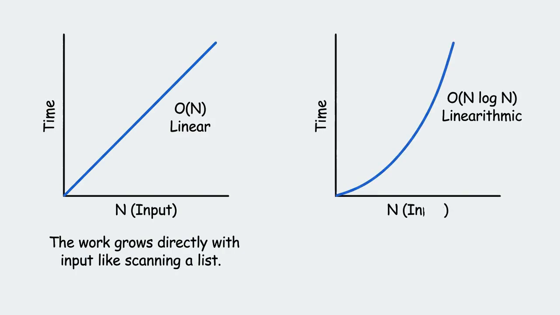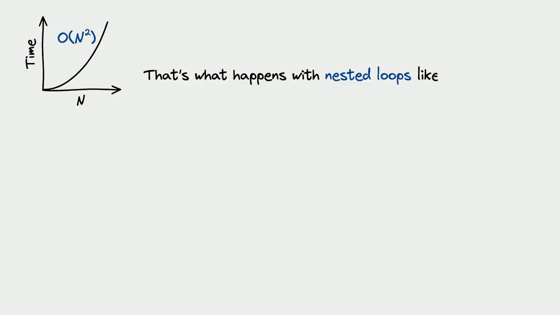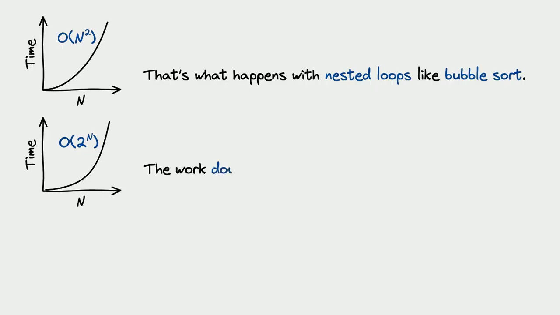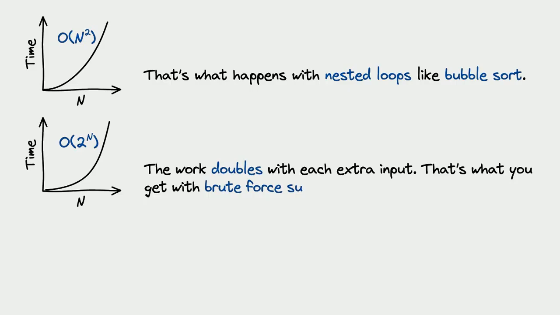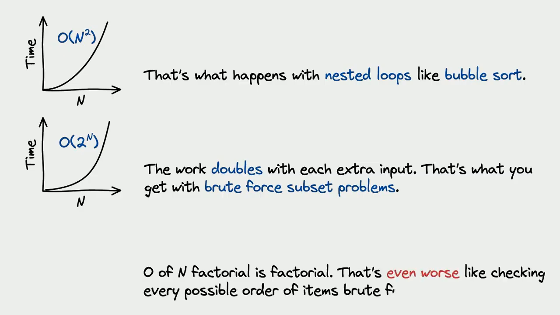O of n log n is a bit more than linear. That's what you get with efficient sorting, like merge sort. O of n squared is quadratic. That's what happens with nested loops, like bubble sort. O of 2 to the n is exponential. The work doubles with each extra input. That's what you get with brute force subset problems. O of n factorial is factorial. That's even worse, like checking every possible order of items, brute force permutations.